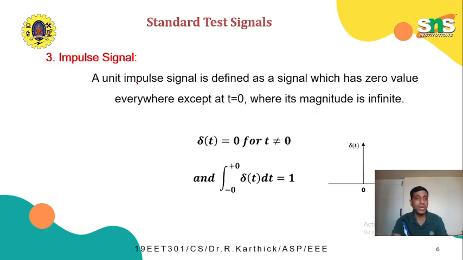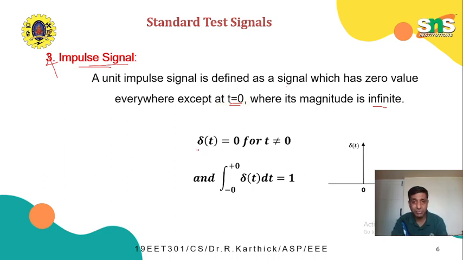And then we have the next one, the fourth one, called the impulse signal. A unit impulse signal is defined as the signal which has a 0 value everywhere except at time t is equal to 0. Only at time t is equal to 0, its magnitude is infinite, but everywhere other than 0, the magnitude is equal to 0. Such a signal is called the impulse signal.